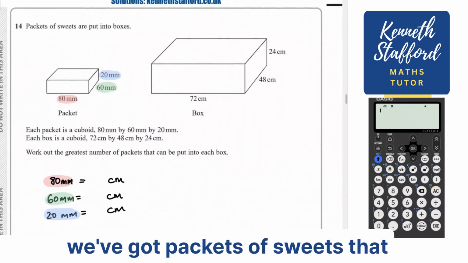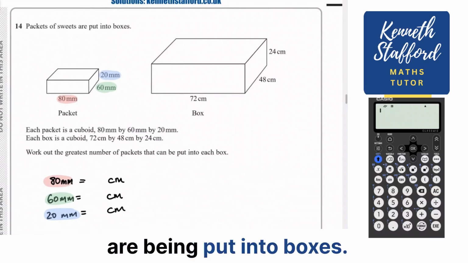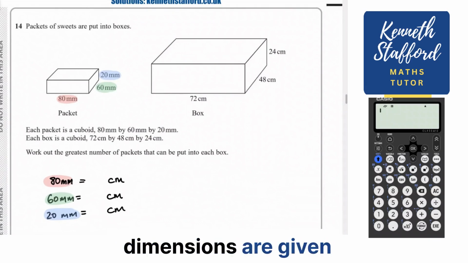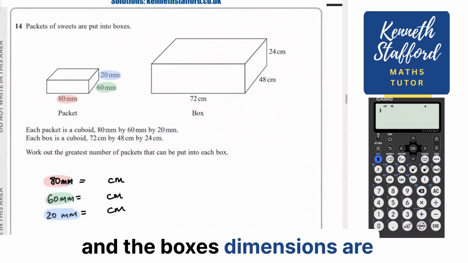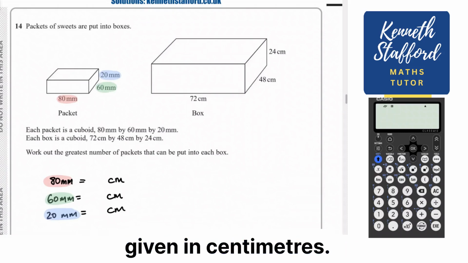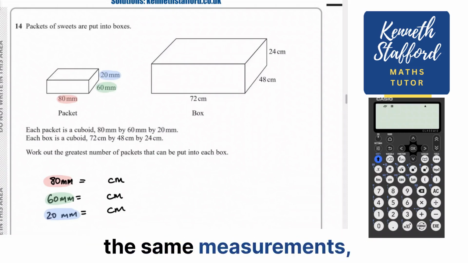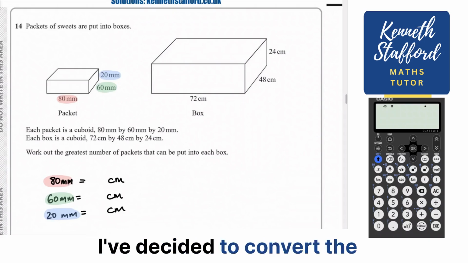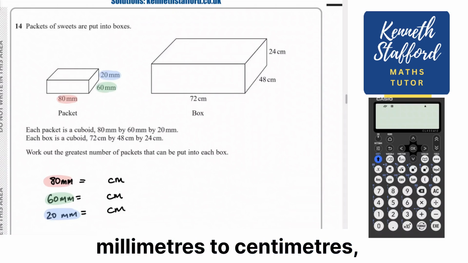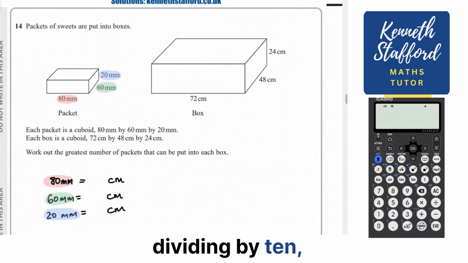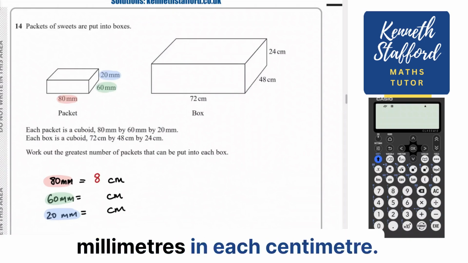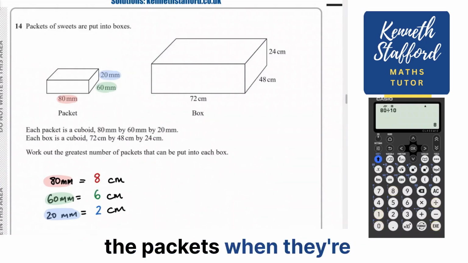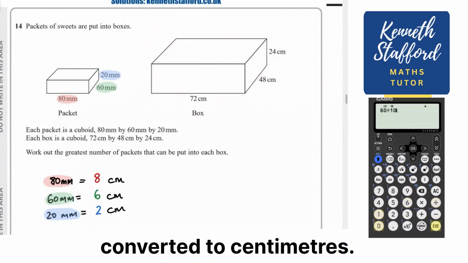Question 14, we've got packets of sweets that are being put into boxes. Now, straight off, the packets' dimensions are given in millimeters and the box's dimensions are given in centimeters. And we need to be working in the same measurements, either both in millimeters or both in centimeters. I've decided to convert the millimeters to centimeters, and we do that by dividing by 10 because there are 10 millimeters in each centimeter. So these are the dimensions of the packets when they're converted to centimeters.